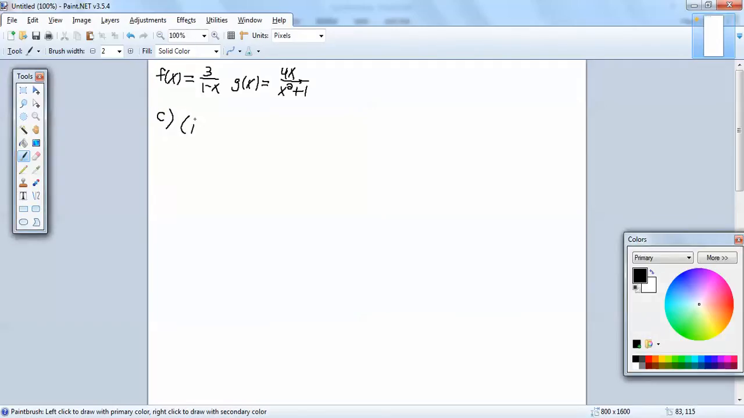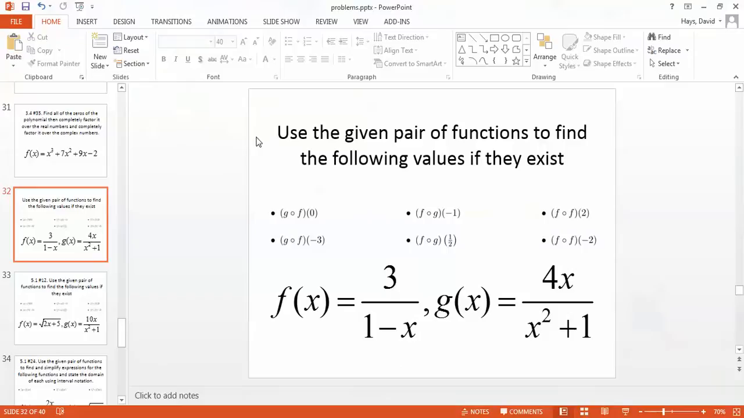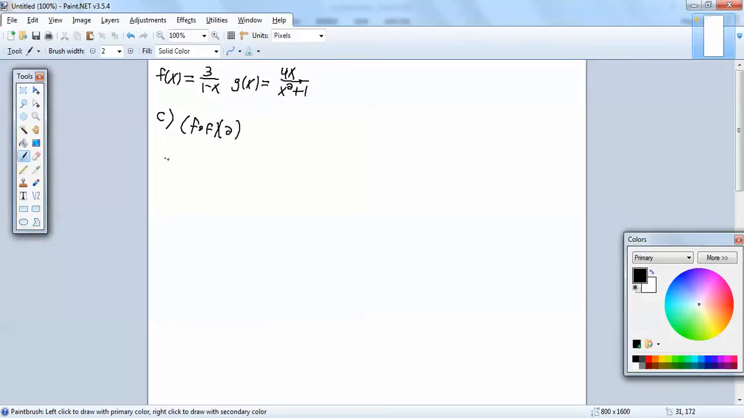Composition of f and f of 2. So we'll rewrite that as f of f of 2. Now we're focused on the inner part first, the f of 2. So we're going to find f of 2. We're going to replace the x in f of x with 2. So we got 3 over 1 minus 2. 1 minus 2 is negative 1, which gives us negative 3. And that's what f of 2 is equal to.